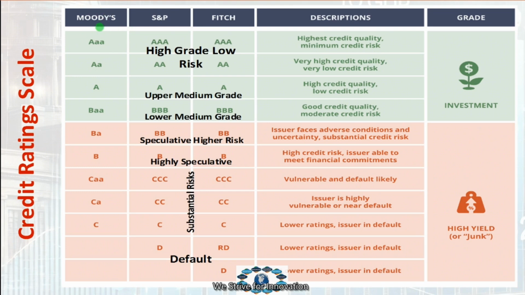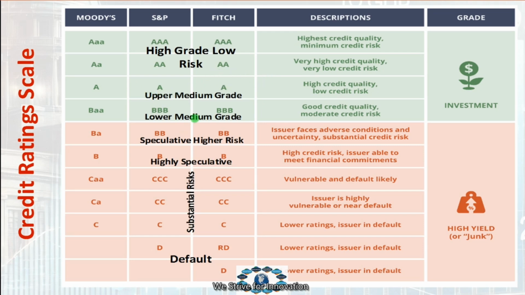Let's just focus, for example, on Moody's. AAA is high grade, low risk, highest grade quality, minimum credit risk. If it is AA, that's considered very high credit quality, but very low credit risk. Also A: high credit quality but low credit risk. That is considered upper medium grade.